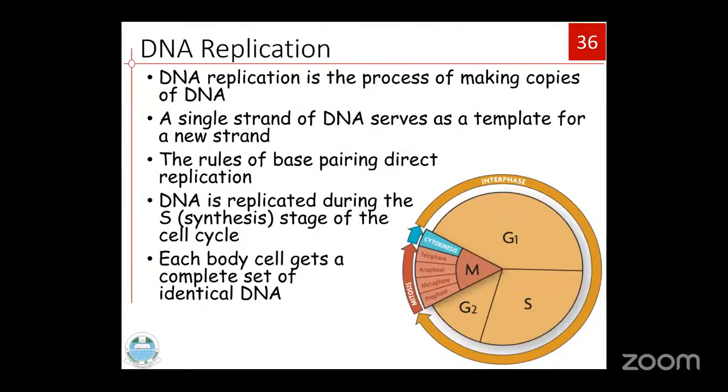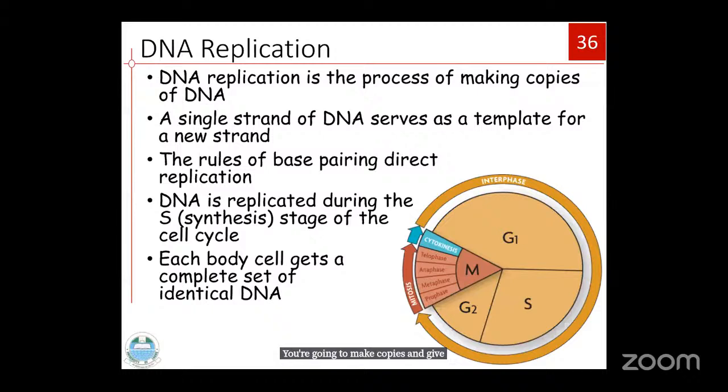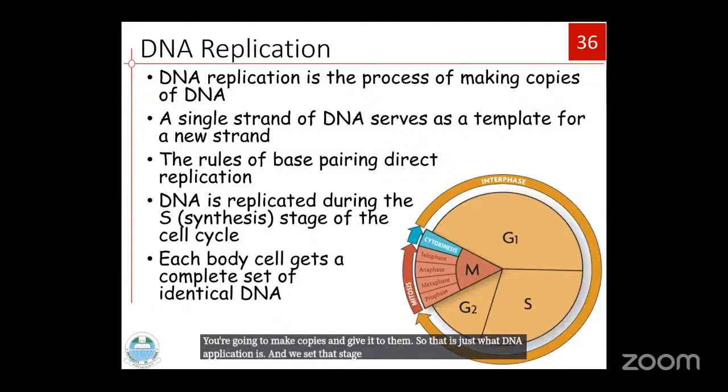So let's look at DNA replication. DNA replication is the process of making copies of DNA, like I said earlier, like you are making photocopies. Maybe you have a copy of your notes, and you want to give some to your friends who did not come for class. So you want them to have the notes. You go and make copies and give it to them. So that is just what DNA replication is. And we said that the stage of the cell cycle where DNA replication occurs is the S phase, right, of interphase.